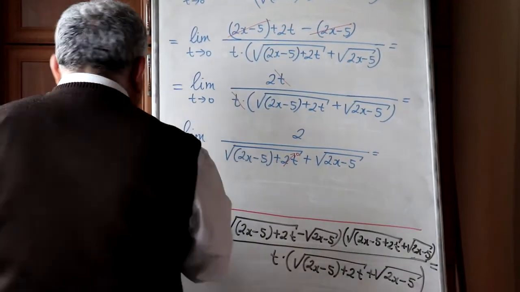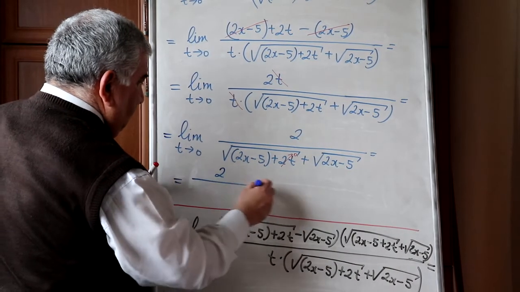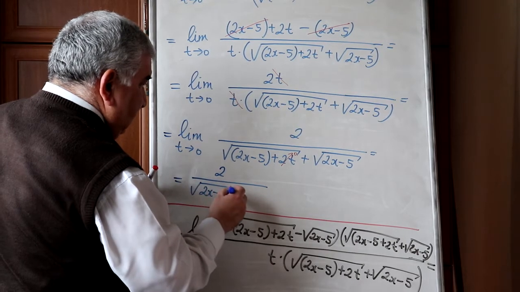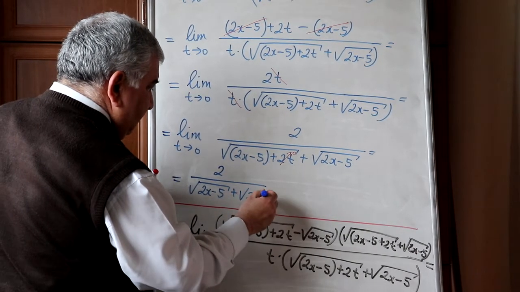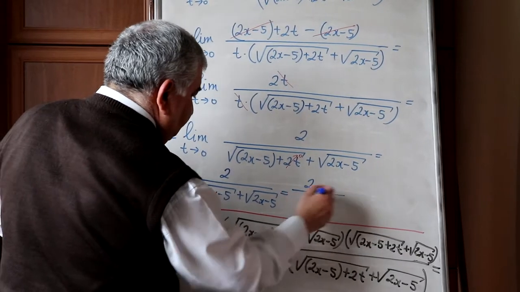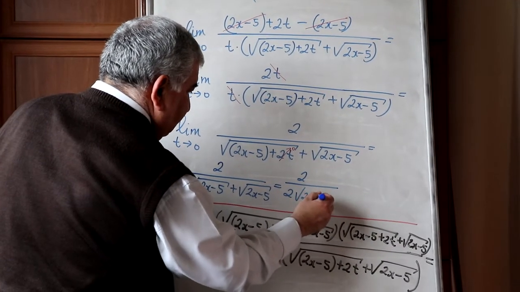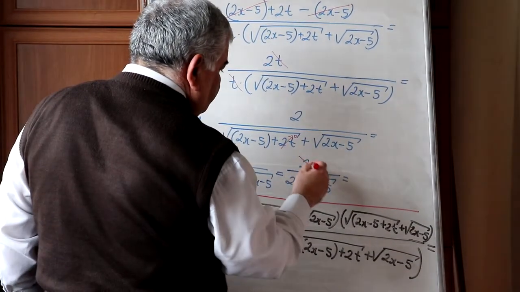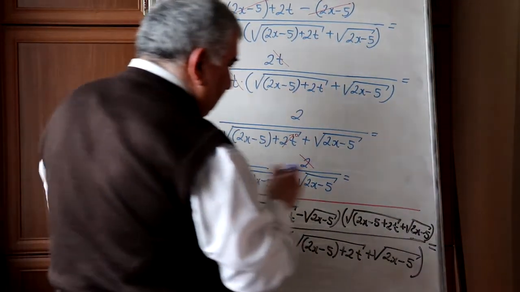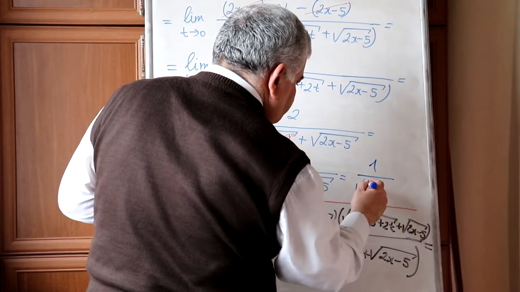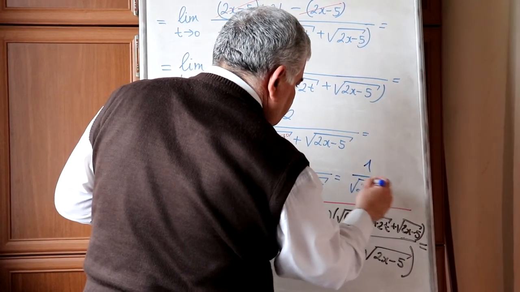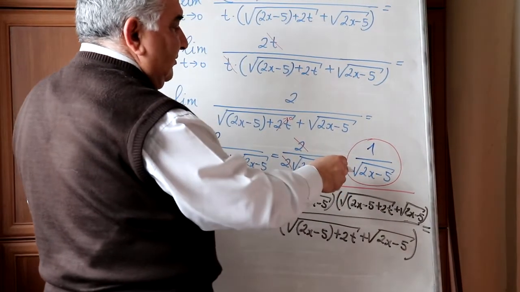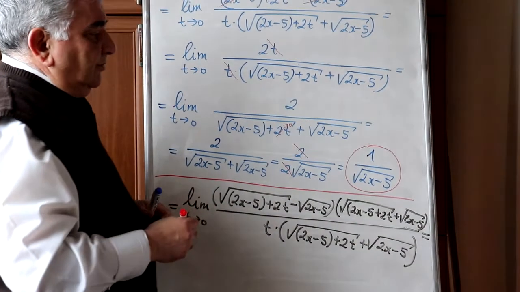Then we have 2 over square root of 2x minus 5 plus square root of 2x minus 5 equals 2 over 2 square root of 2x minus 5. Then we can simplify numerator and denominator by 2, and finally we have 1 over square root of 2x minus 5. It is our answer. The derivative of the function square root of 2x minus 5 is 1 over square root of 2x minus 5.